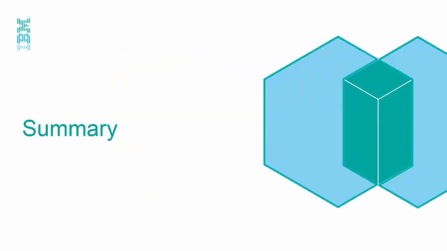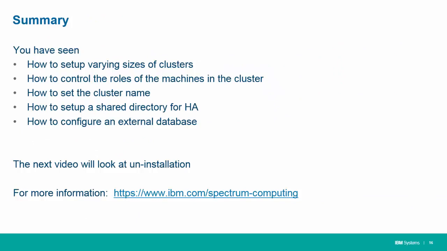Okay, in summary, so you've seen how to set up various sizes of clusters. You've seen how to control the roles of the machines in the cluster and how to set the cluster name. You've also seen how to set up the shared directory to enable HA, and you've seen how to configure an external database. In the next video, we'll take a look at how to do an uninstall.